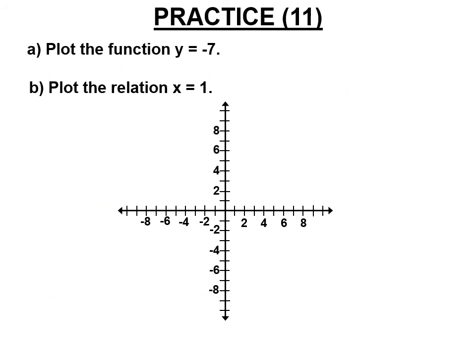All right, plot the function y equals -7. So that's a horizontal line. I don't really love this color. Y equals -9, or y equals -7. I'm sorry, we already did y equals -9. There it is. Plot the relation x equals 1. The relation x equals 1 is a vertical line going through there.